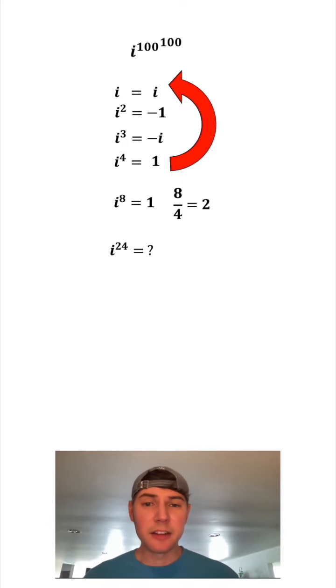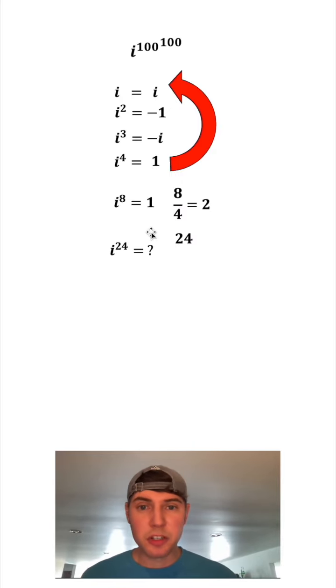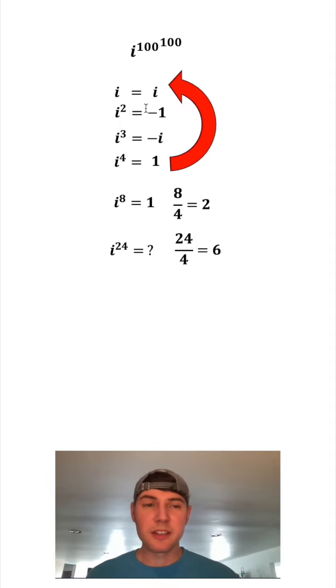If we have something like i to the 24, same thing. We can take that exponent 24, divide it by 4, and it gives us a whole number 6. So we know it went through this cycle exactly 6 times. So it's also equal to 1. Anytime you can divide that exponent by 4 and it gives you a whole number with no remainder, we know that the term is equal to 1.